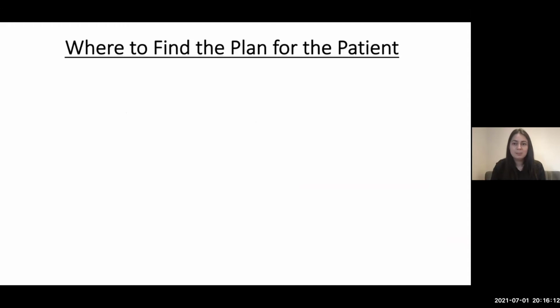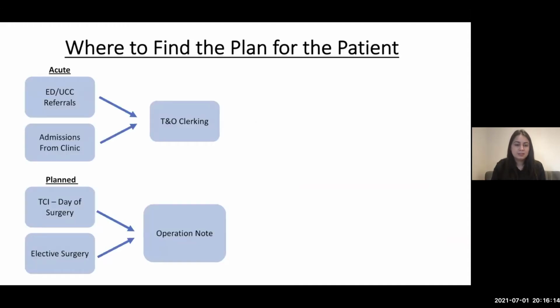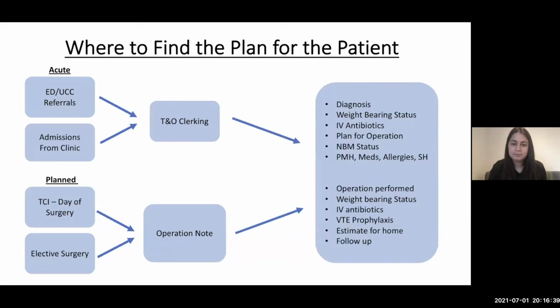So, where to find the plan for the patient. For our acute pathway, which is through A&E, UCC, and admissions from clinic, you should find a plan on the T&O clerking. For the patients who have come in just for surgery, we will have our plan for them on the post-operative note, which is the operation note. In our hospital it is on paper, but other hospitals may be online.